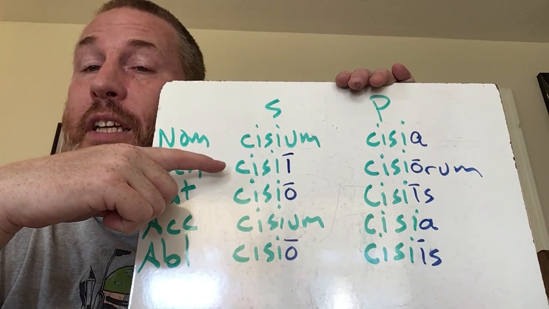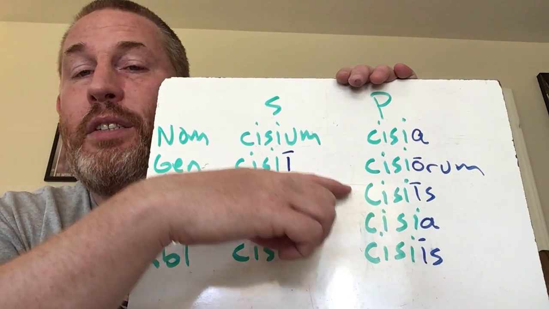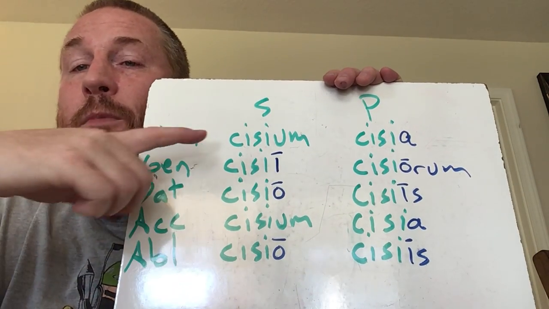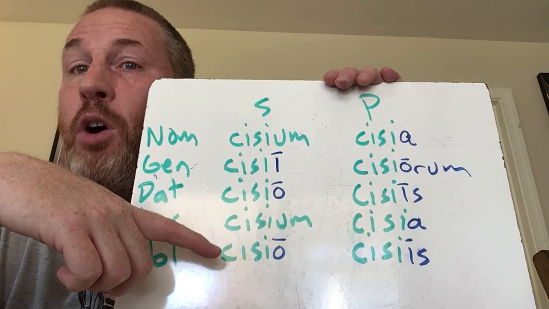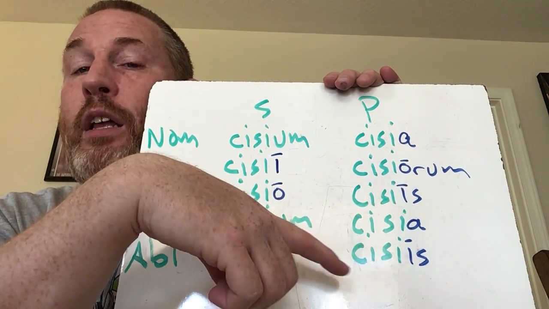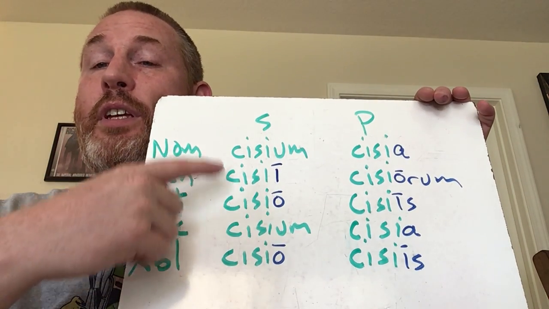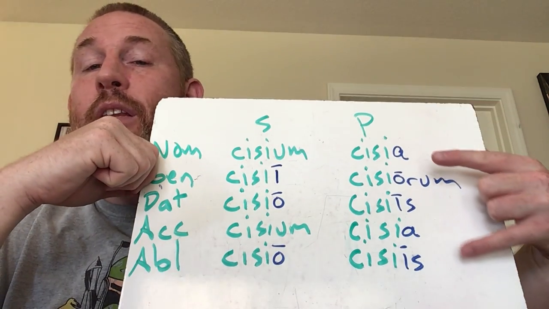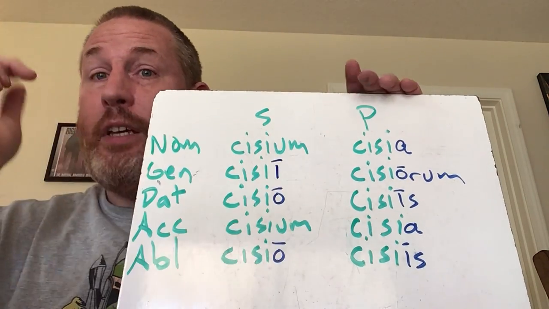Then go back to the stem and add the endings: um, i, o, um, o, a, orum, is, a, is. So the only things that are actually different is that this repeat occurs, that these are both ending in an a, and that these are both ending in an a. No macrons, but they're both ending in an a.